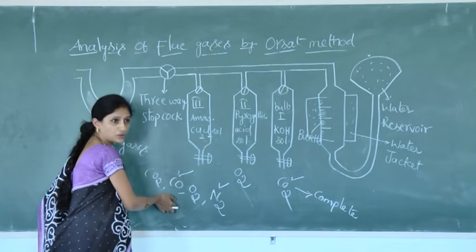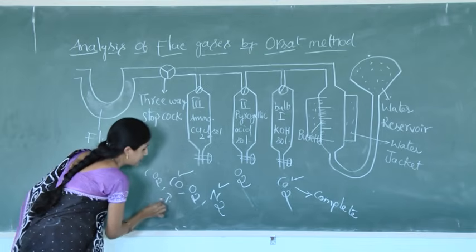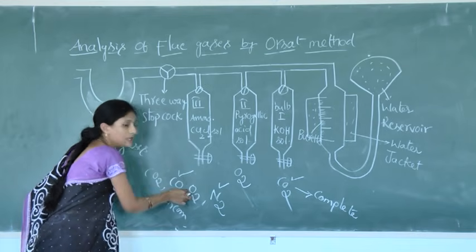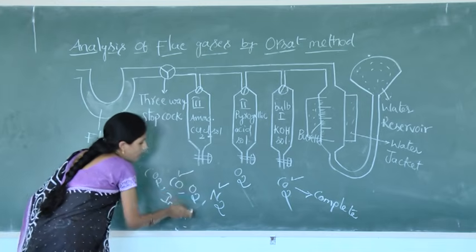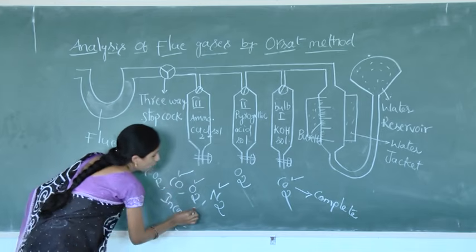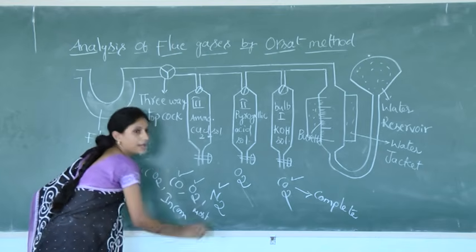If the amount of CO is high, incomplete combustion takes place and a sufficient amount of oxygen is not supplied. If the amount of oxygen is high, more oxygen is supplied.